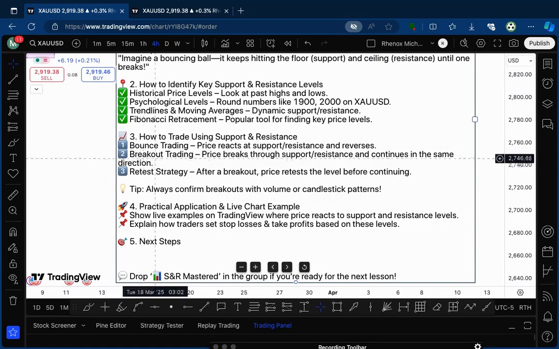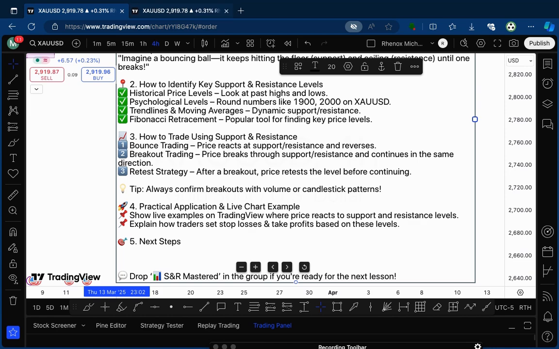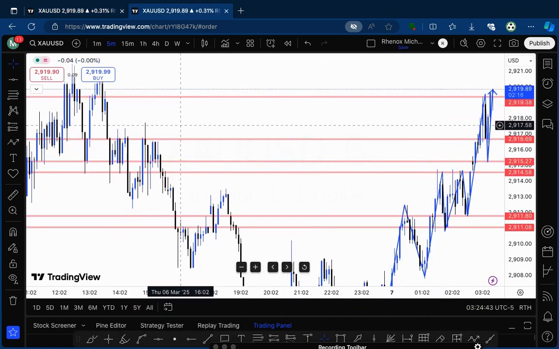Okay, then we go to breakout trading. Now this is pretty much useful when price is in a range. Price breaks through support and resistance and continues in the same direction. Okay, let's look for a scenario whereby price did that.